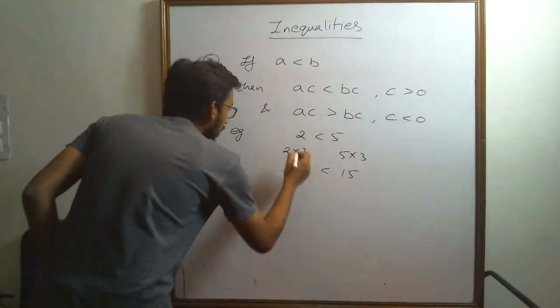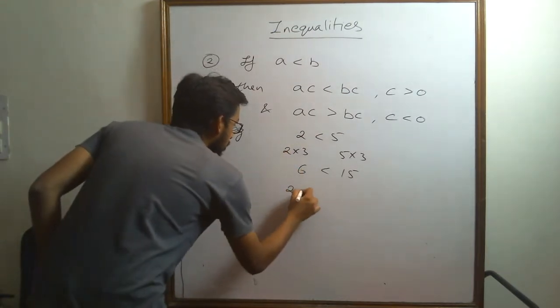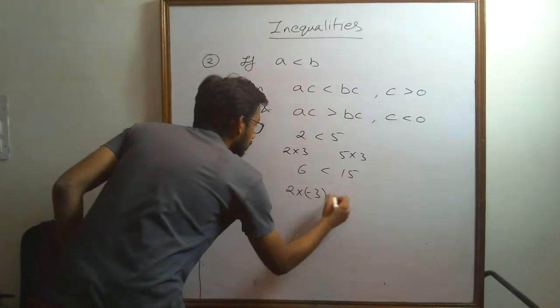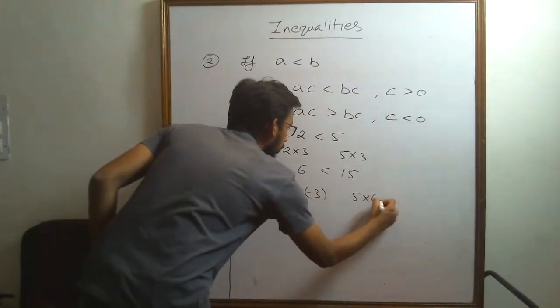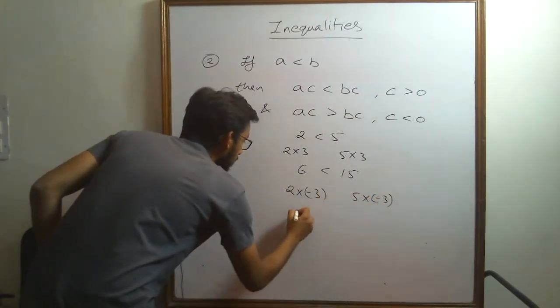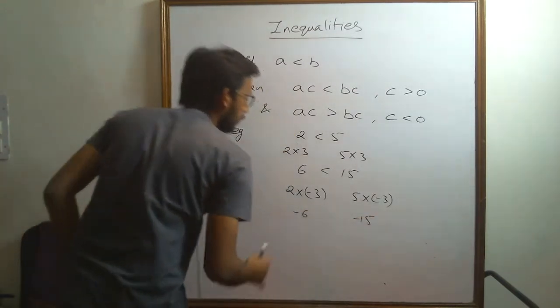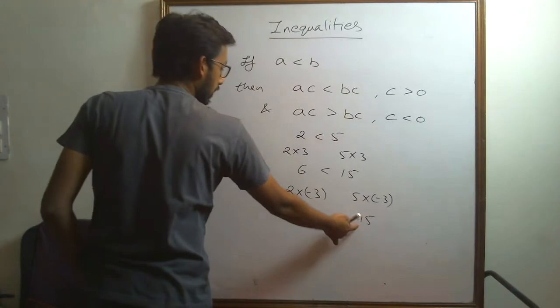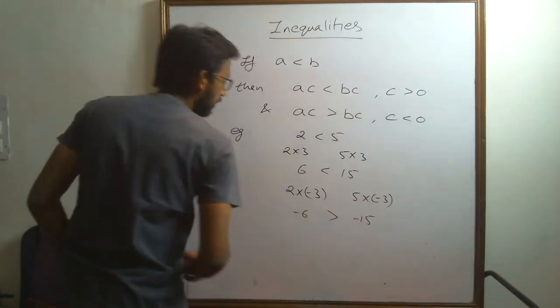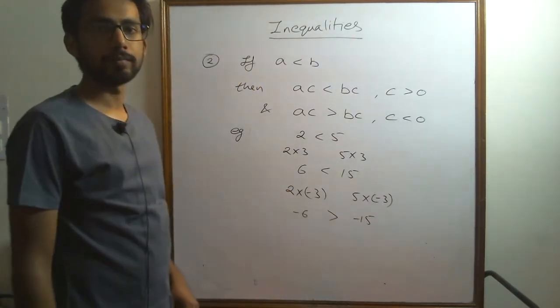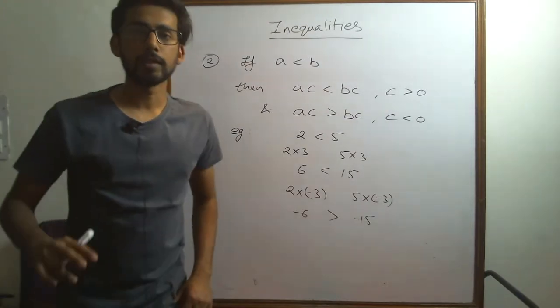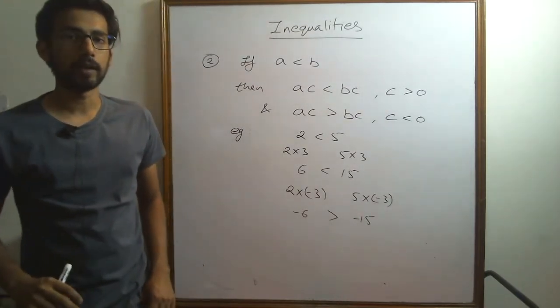Now if I multiply by minus 3 on both sides, this becomes minus 6 and this becomes minus 15. Which number is bigger? Minus 6 is bigger than this, so the inequality is like this here. So the inequality reverses if I multiply by a negative number.